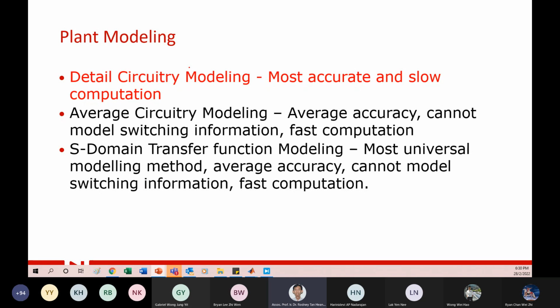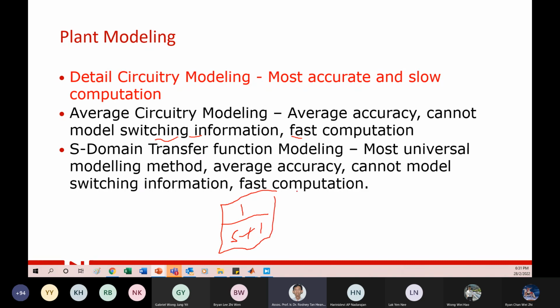The second method is called average circuitry modeling. Average circuitry cannot model switching information. You will not know what the switching loss is, but the advantage is fast computation. And the next method is called S-domain, which you will already have learned in your control systems class, right? The 1 over S plus 1 as a model. Yes, we can model the entire buck converter in this form. And I will show you how to do that.